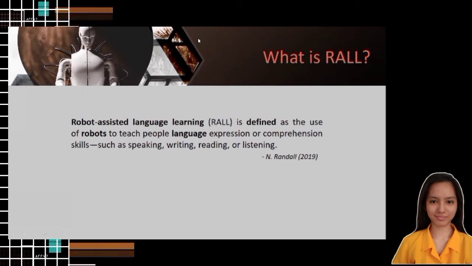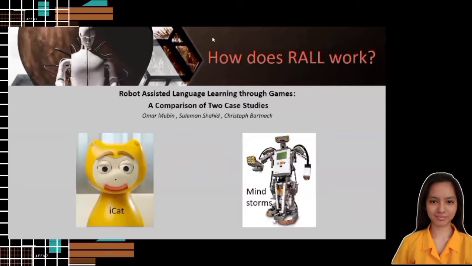To better understand the concept of RALL, I decided to look for research, articles, and journals that can further demonstrate and explain the integration of RALL. Let's find out how this works by analyzing these 2 case studies subsumed in the article titled Robot Assisted Language Learning Through Games, a comparison of 2 case studies by Omar Mubin, Suleiman Shahid, and Christoph Bartneck. Obviously, on the left side is a yellow cat named iCat, the robot for case study 1, and on the right side is Mindstorm, a Lego build technique.